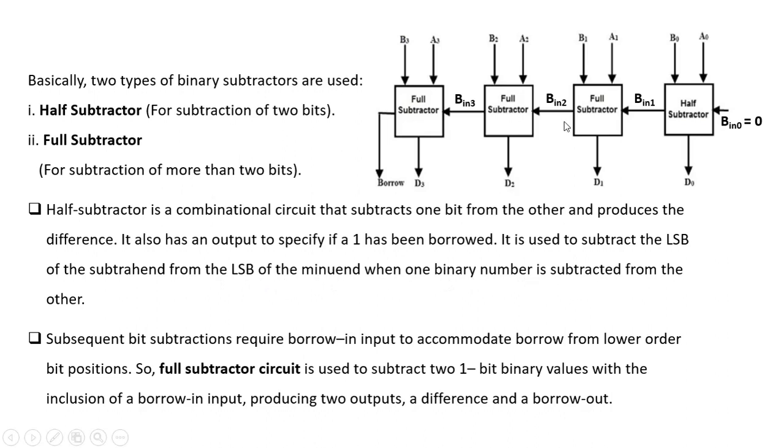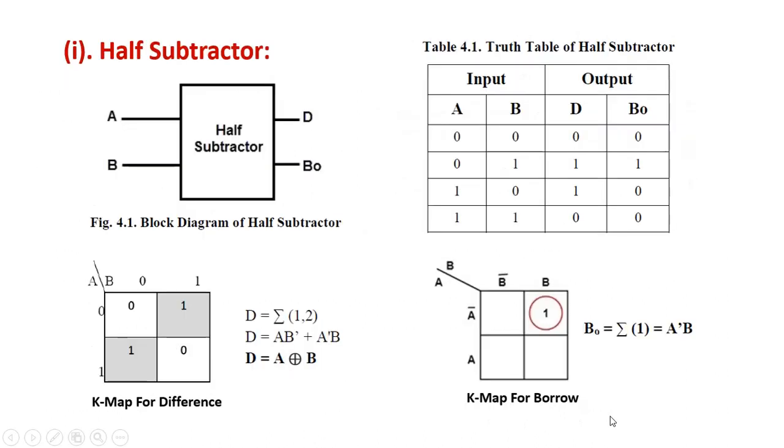It is used when one binary number is subtracted from the other. For the subsequent bit subtractions, we require a borrow-in input also to accommodate the borrow from the lower bit position. So for this stage, we require this borrow in from the previous stage also. Here we require 3-bit subtraction, so we will use a full subtractor here. A full subtractor is used to subtract 2-bit binary values along with the inclusion of a borrow-in input, and it will also produce two outputs, one difference and one borrow out.